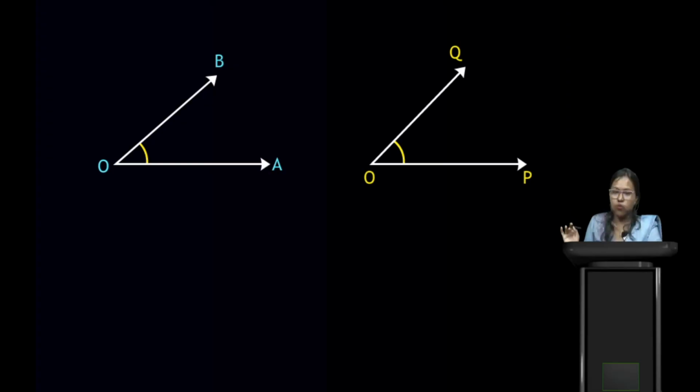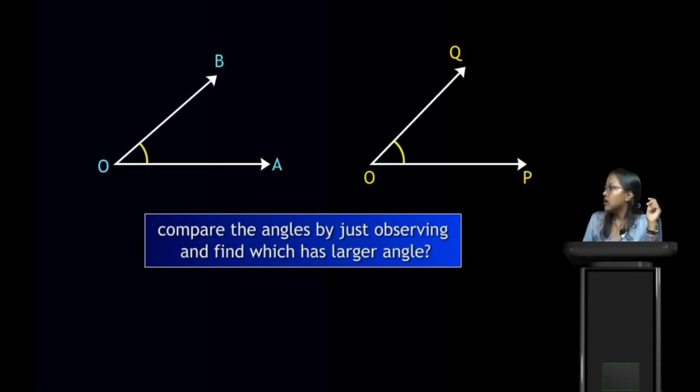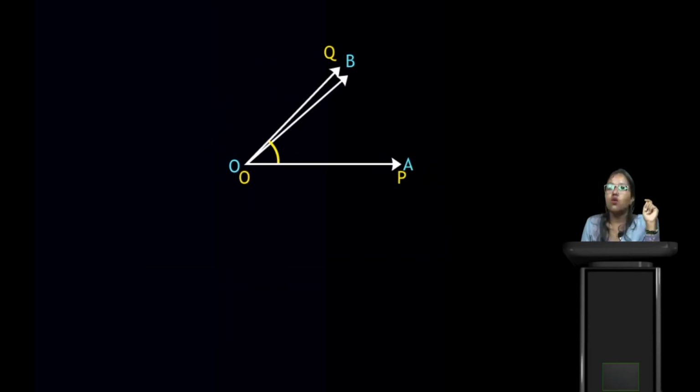Here again, 1 more pair came. Now, this time both of them are acute angles, right? So, without actual measurement, how will you tell which one is greater? Compare the angles by just observing and find which has the larger angle. Can you tell now? Can you tell?